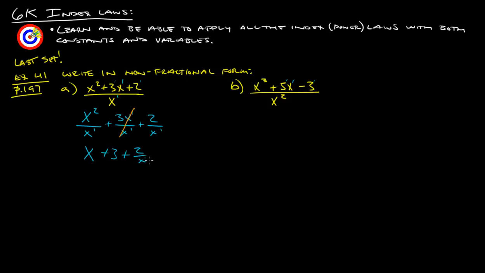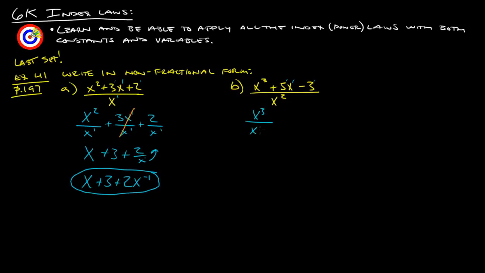Okay? Now, and that's x to the first. And it says to write it in non-fractional form. So this x to the first has got to come back up there. So that's just going to be x plus 3 plus 2, and then that x to the positive first on the bottom comes up to the top and turns into x to the negative first. So there's our answer. X plus 3 plus 2x to the negative first.